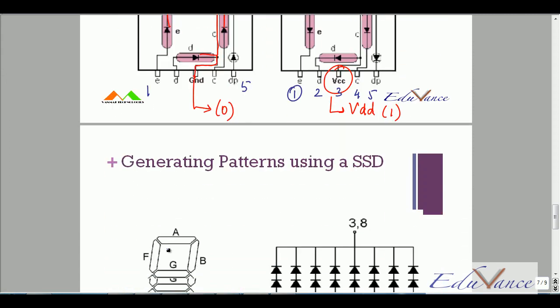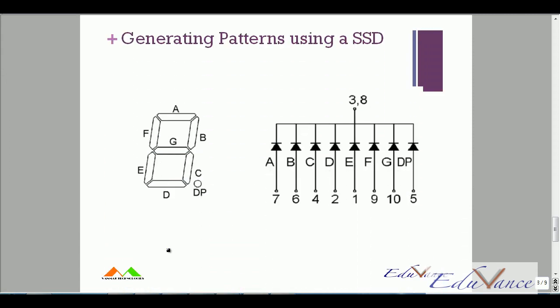Now, just to conclude this lecture, I would quickly want to revise with you how we would generate different patterns. Again, what kind of configuration is this? This is a common cathode configuration. So pin numbers 3 and 8, what would I connect them to? I would connect them to ground. Now, suppose I would like to display the number 1. So how would I do that?